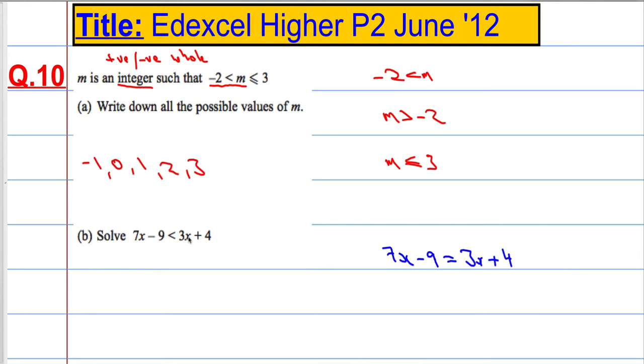So, the first thing I'm going to do is take 3x off both sides. So subtracting 3x from the left hand side, we get 4x take away 9 must be less than, and I'm taking 3x off this side as well, so we're just left with 4.